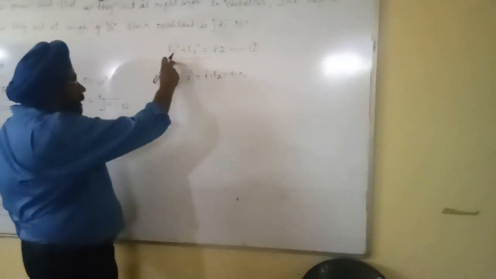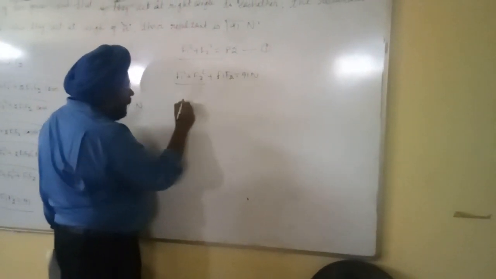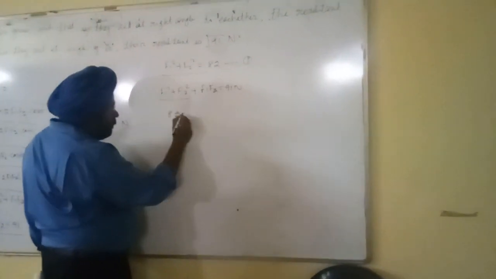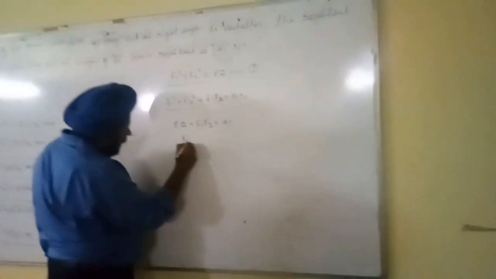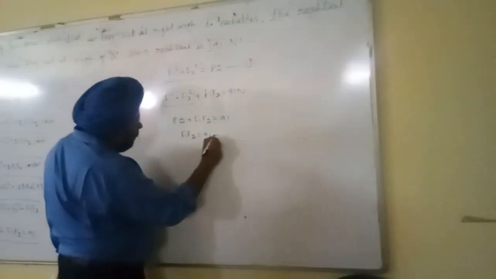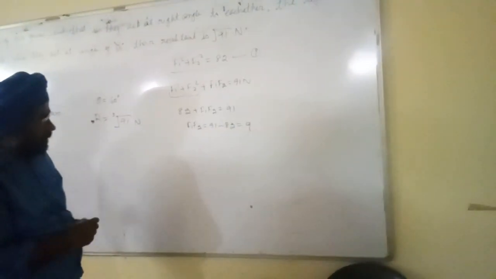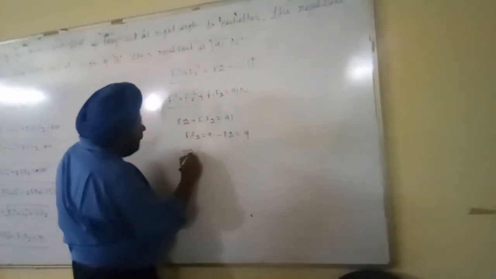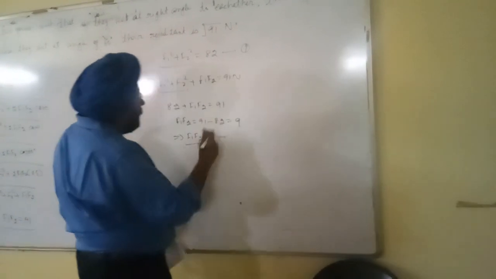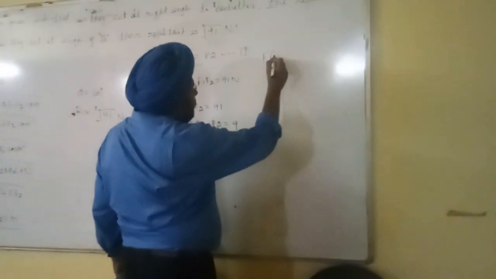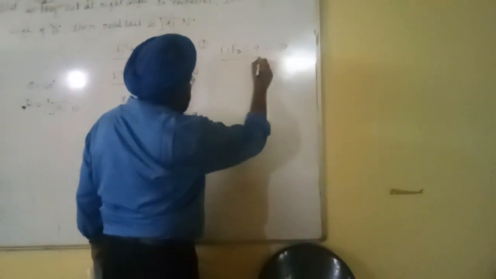Putting the value of F1² + F2² in this equation, which is 82 from the first equation, plus F1F2 is equal to 91. So F1F2 is equal to 91 minus 82, which is equal to 9. So F1F2 is equal to 9. This is our second equation.